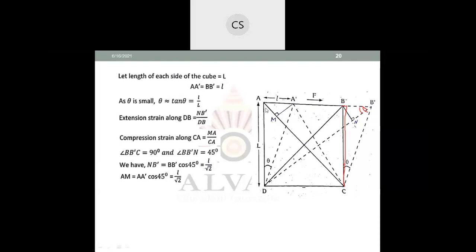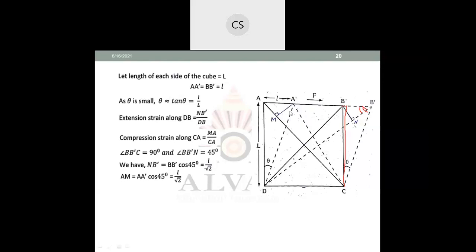Monica asked, CA is equal to MA by CA? Okay, I will come to that. I will make it clear. MA dash, compression strain, MA divided by CA. So now the question is whether it is CA. CA is original, right? CA is original. MA dash. So CA is equal to MA dash. It is change in length.